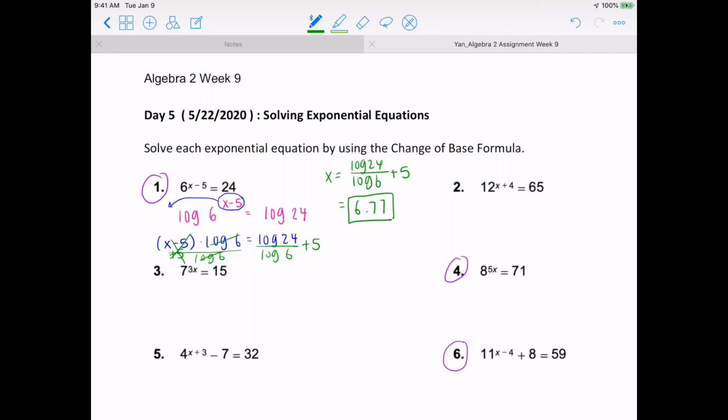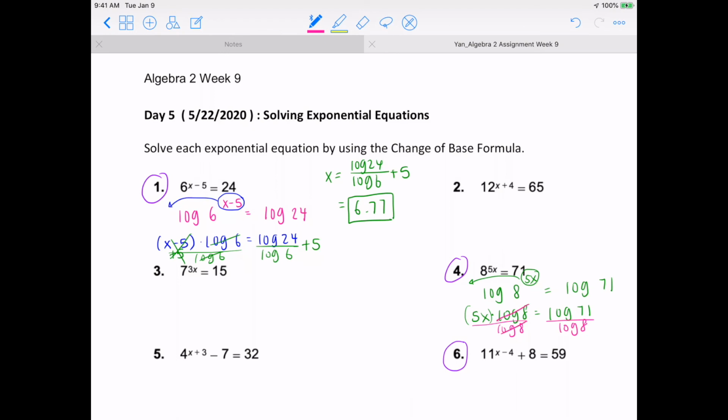So if you would like to, you can use both methods or either method. It really doesn't matter. I think it's just whatever is more efficient for yourself. You can try both. Next, I'm going to go into number 4. Number 4, we have log 8 to the 5x equals log 71. So I'm going to take this 5x to the front, which is 5x times log 8 equals log 71. Divide both sides by log 8. This goes away.